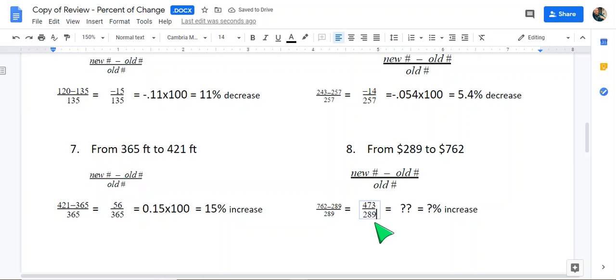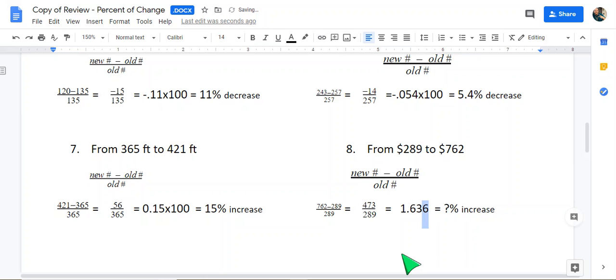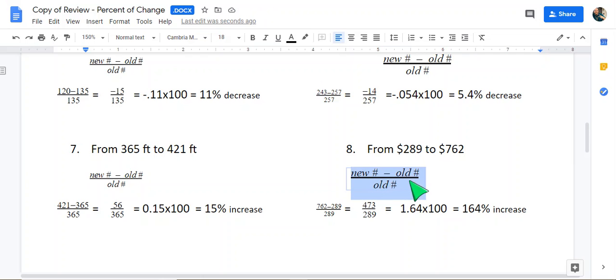So if I divide those two, I get 1.636. And because this is 5 or more, I can round this up, 1.64. And then I multiply this by 100. And this increased by 164%. Okay?